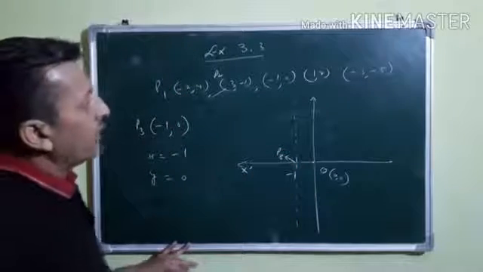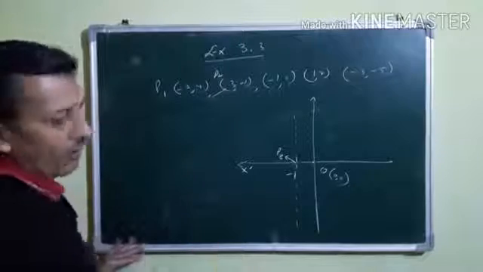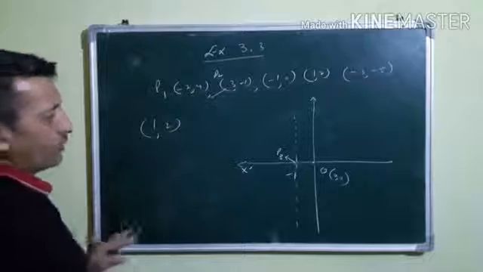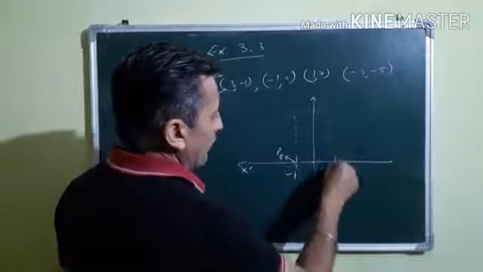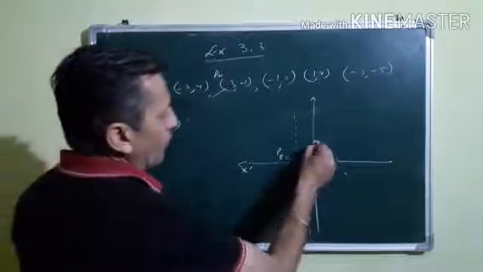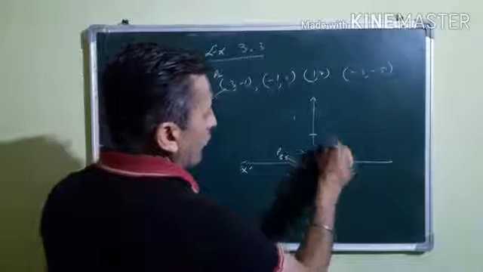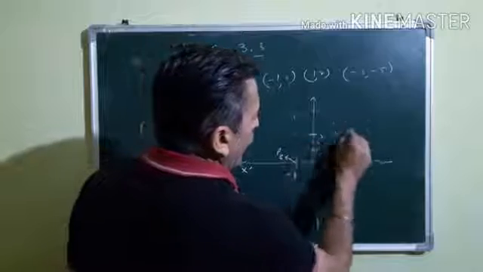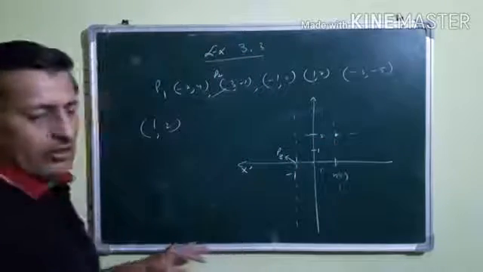Then the next point is 1 comma 2. That means x is 1 and y is equal to 2. So x is equal to 1, and y is equal to 1, 2. This is 1 and 2. Once again, draw the vertical line, draw the horizontal line, and this shows your point.